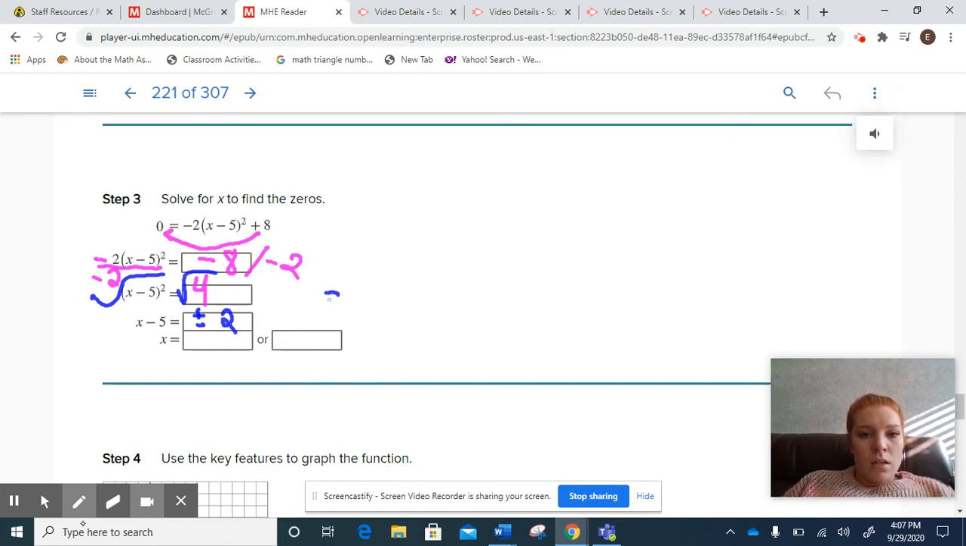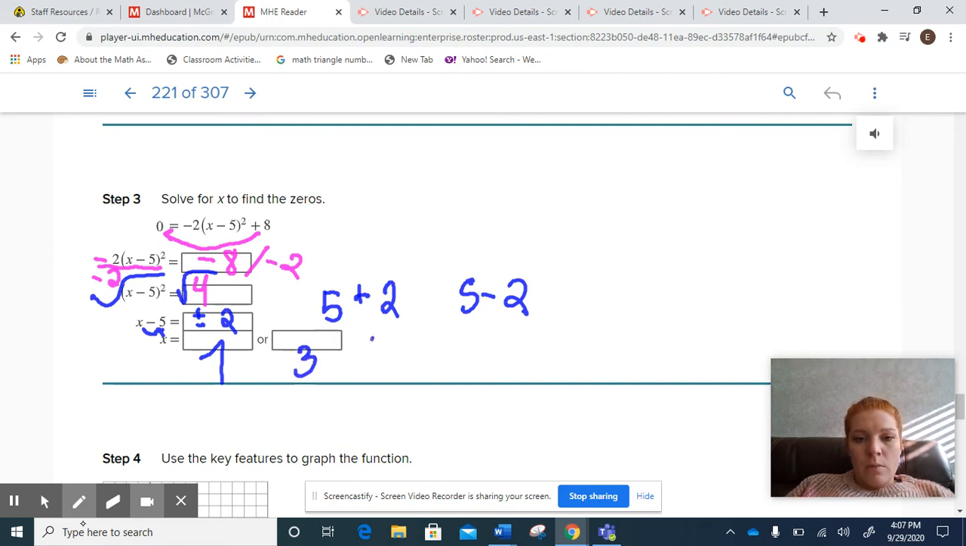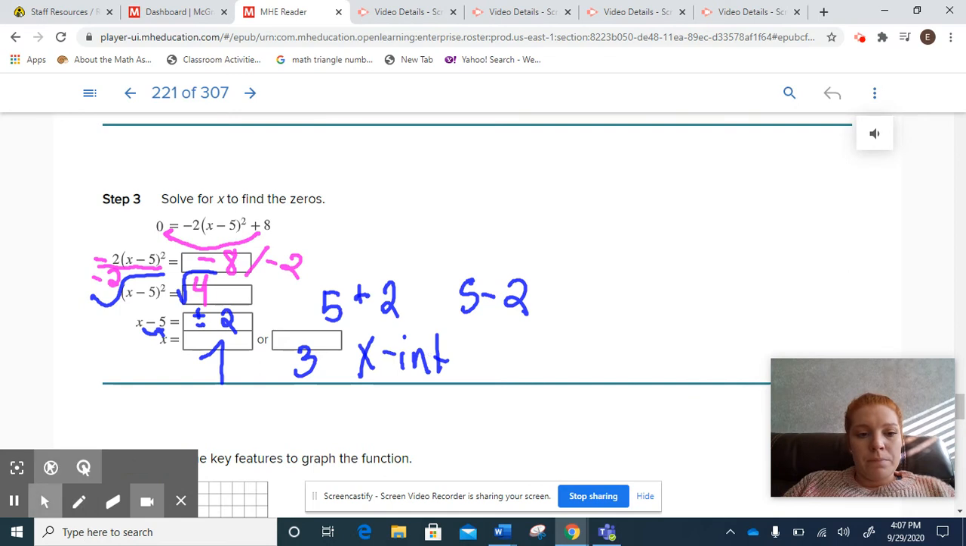5, if you move it to the other side, right? Add 5 to both sides, 5 plus 2, or 5 minus 2. So my answers would be 7 and 3. And remember that these are the x-intercepts that you're finding. Okay. That's the nice thing about completing the square because it finds a lot of stuff for you, and technically you're only working through one thing to get a couple different answers.